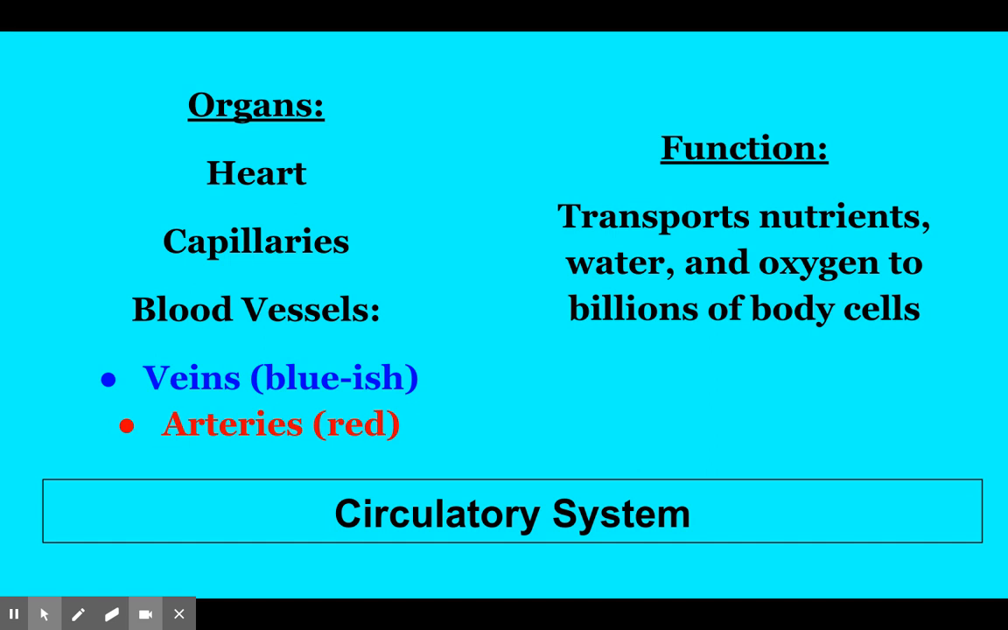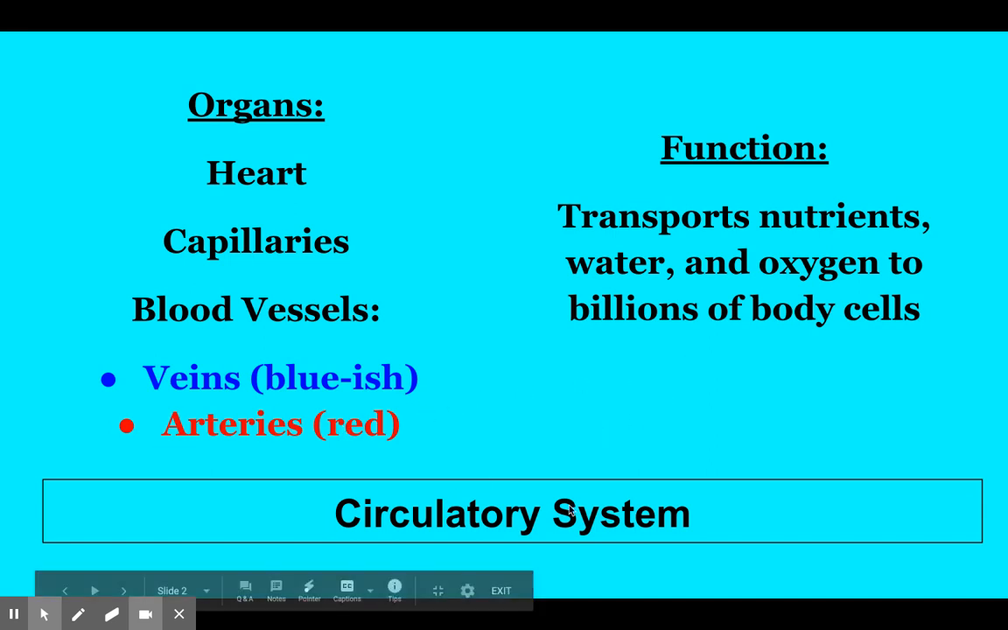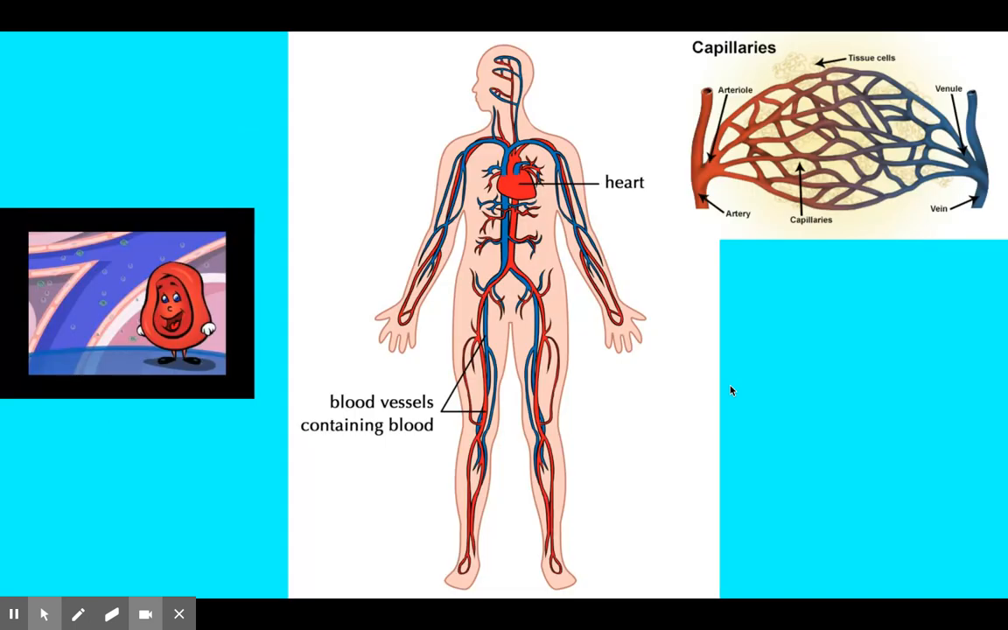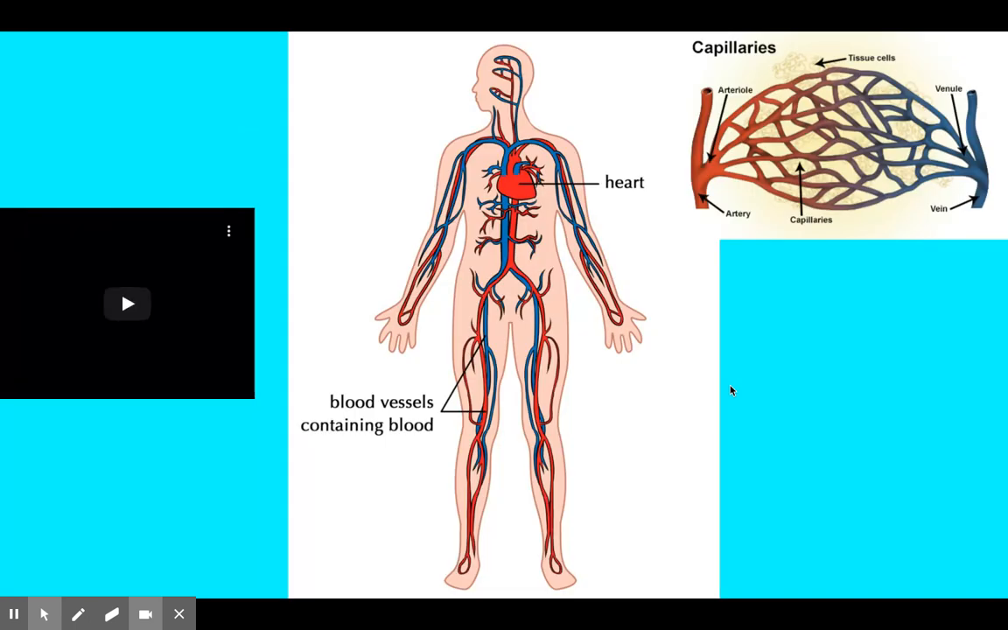You have two kinds of blood vessels: veins, which are dark red or not really bright red, or bluish. Then you have arteries, and arteries are red. Remember that arteries start with the R sound, and so it is red. Okay, so the function of the circulatory system is to transport your food and your water and your oxygen to your cells.